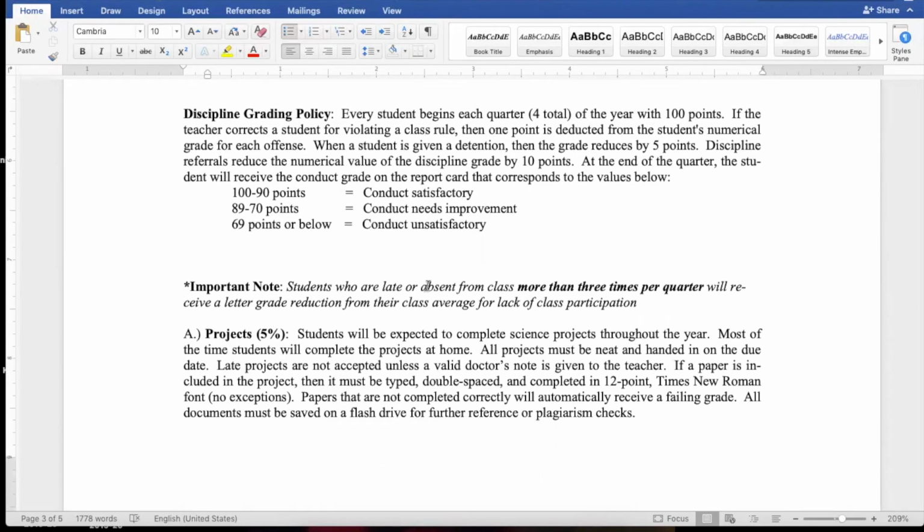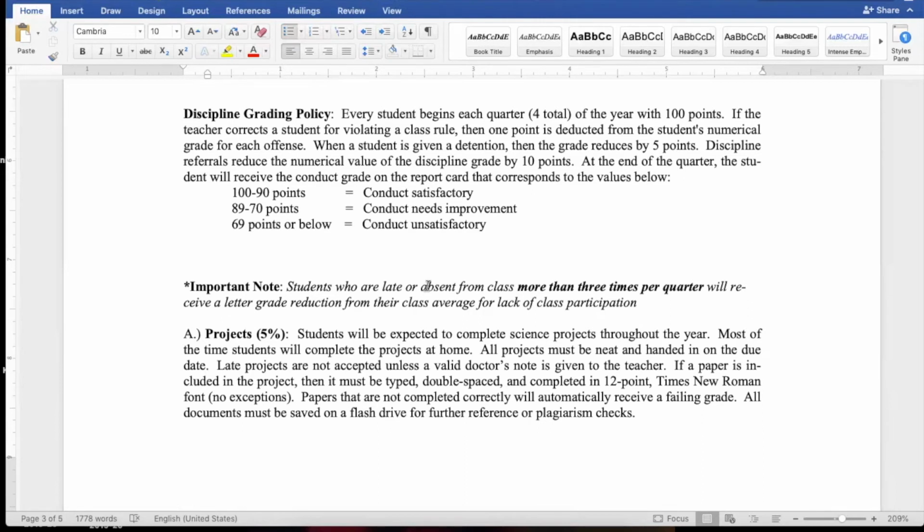Discipline grading policy. Every student begins each quarter, 4 total, of this year with 100 points. If the teacher corrects a student for violating a class rule, then 1 point is deducted from the student's numerical grade for each offense. When a student is given a detention, then the grade is reduced by 5 points. Discipline referrals reduce the numerical value of the discipline grade by 10 points.